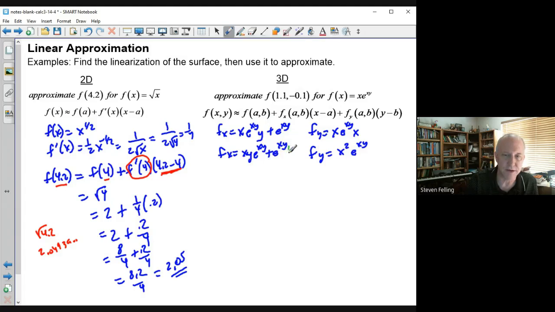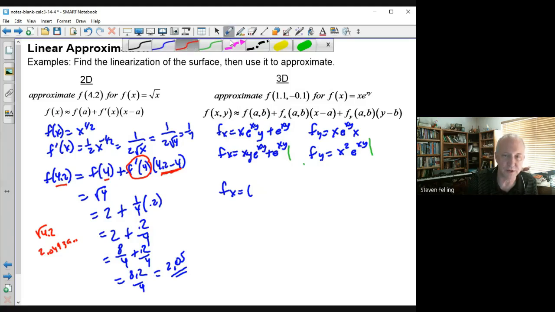So if I evaluate this at the point 1.1, negative 0.1, and I evaluate this at that point, then the values of fx turn out to be... okay, x is, well, now I'm going to pick a value that's easy, right? I don't want to use the exact values. I need to use values that are easy to compute, but are close to that.